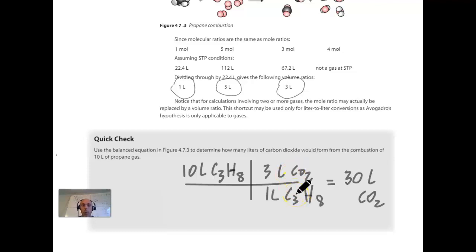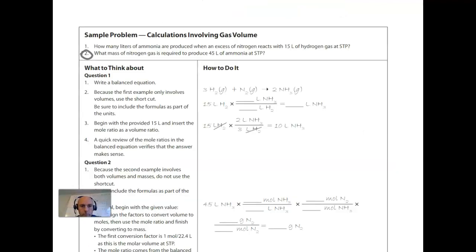But remember, mole ratios and volume ratios will always be the same if they're gases, only if they're gases. All right, I flipped the page. I'm now on 246 of the ebook looking at this sample problem. We're going to look at number 2 together, not number 1. Number 1 was quite a bit like the quick check we just did.